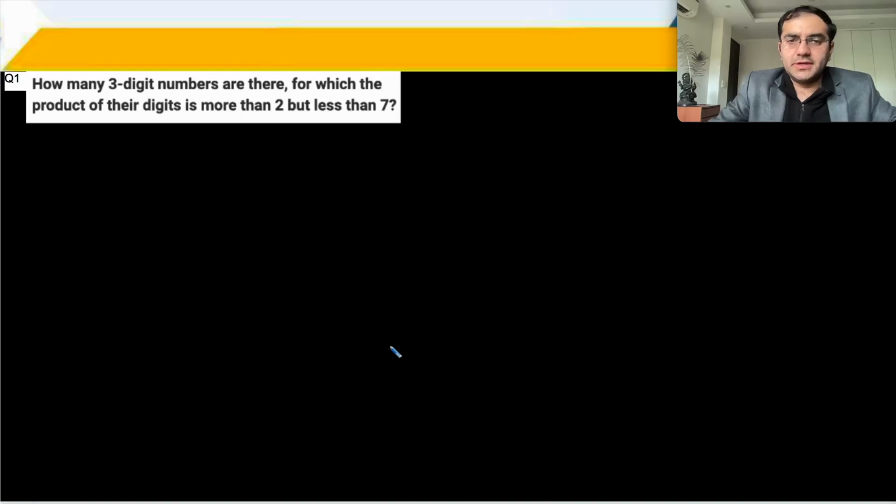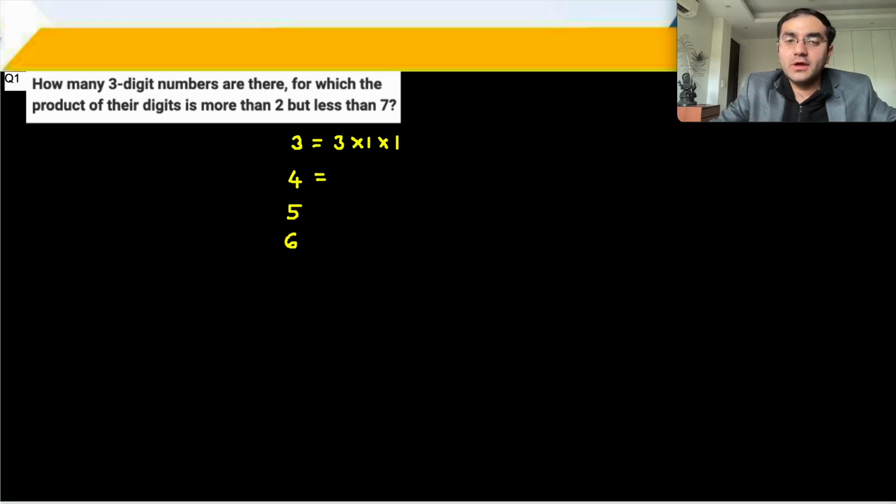How many 3-digit numbers are there for which the product of their digits is more than 2 but less than 7? So between 2 and 7, the product could be 3 or 4 or 5 or 6. How do you write 3 as a product of 3 numbers, because it is a 3-digit number? Obviously 311.